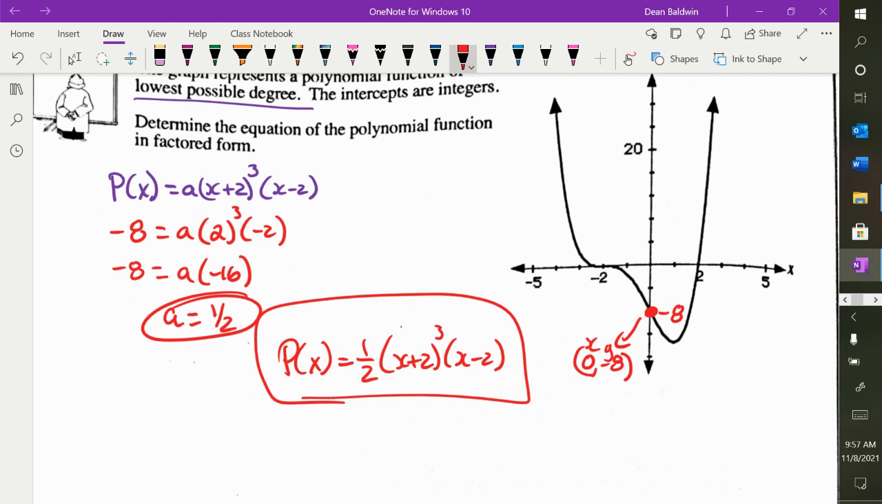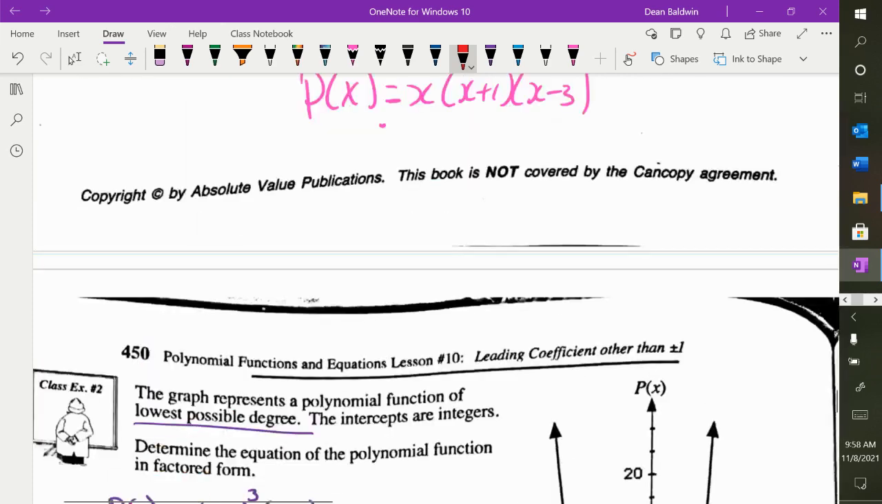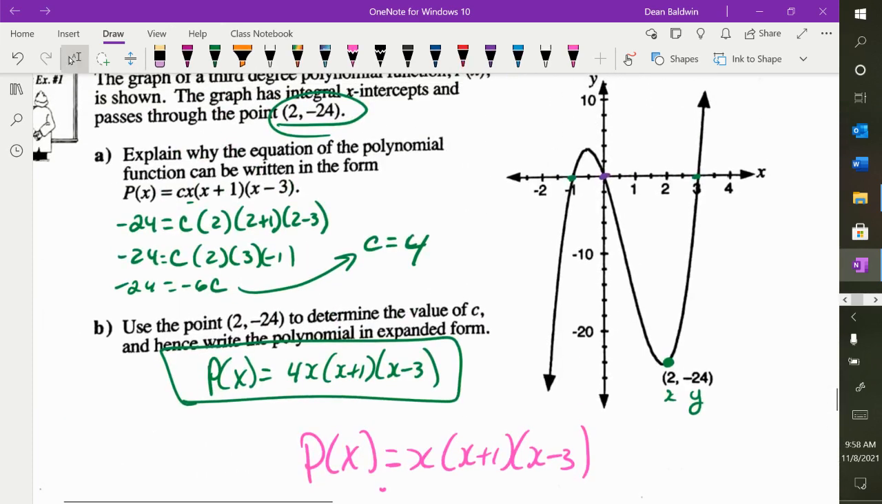I'm just saying, in the other page, you wrote like px is equal to 4, and then it was fx there. I thought you did. Yeah, you put 4x. So you wrote px is equal to 4x brackets x plus 1 x minus 3. Are you asking why this x is here? Yeah. Because it goes to the origin, right? Right. You can write x minus 0 if you want.